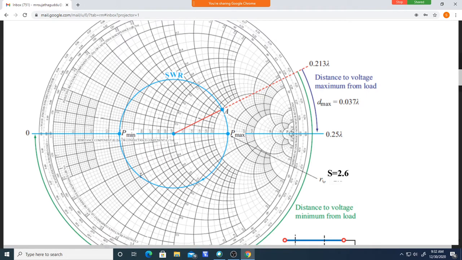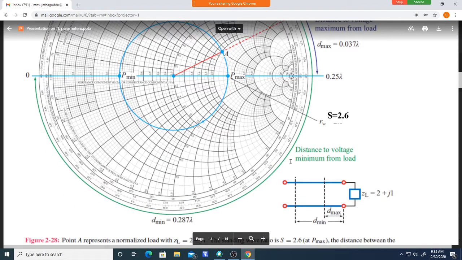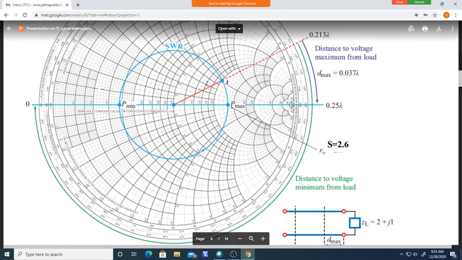See, this is a circle. This is called the VSWR circle. How to draw it? First, you should mark the load. Then what you have to do? Take a radius equal to OA and draw the circle. Like this. This is called the VSWR circle. Once we draw this VSWR circle, you can use it to find the variation of voltage, impedance variation, and all those things.